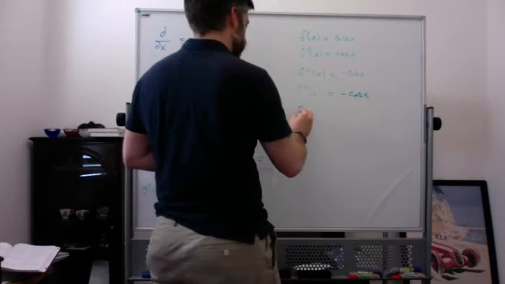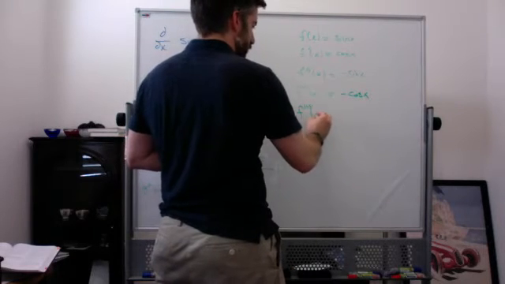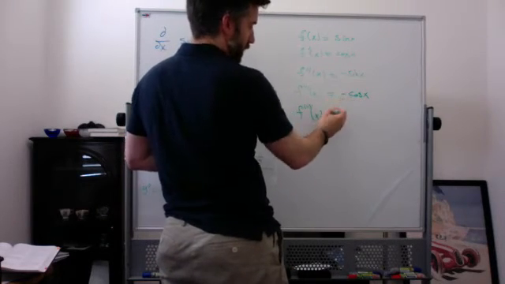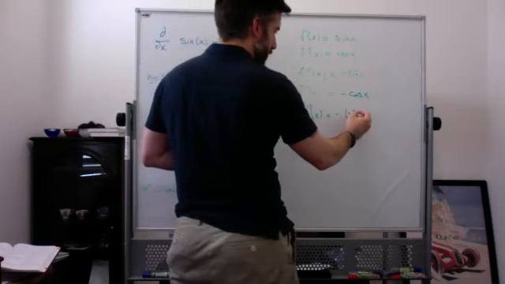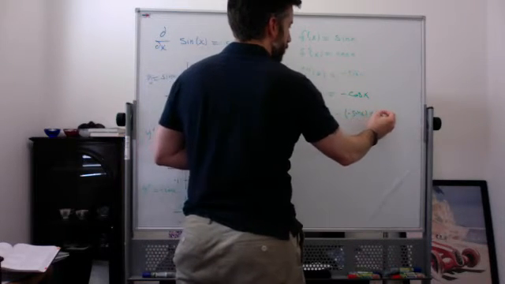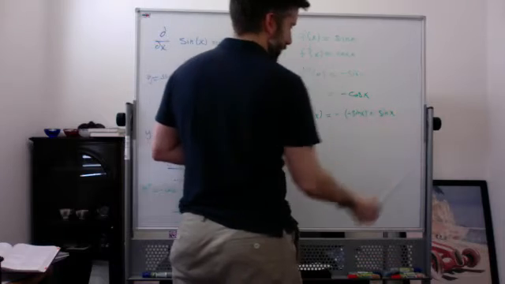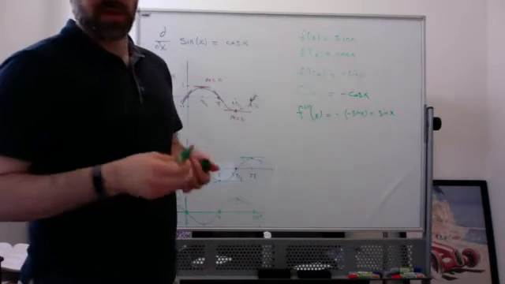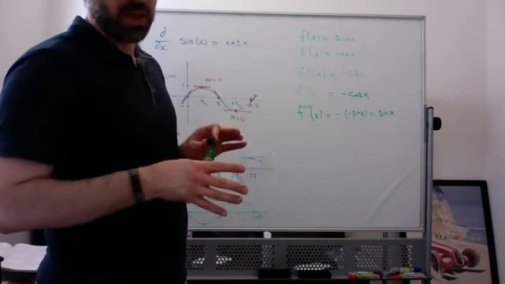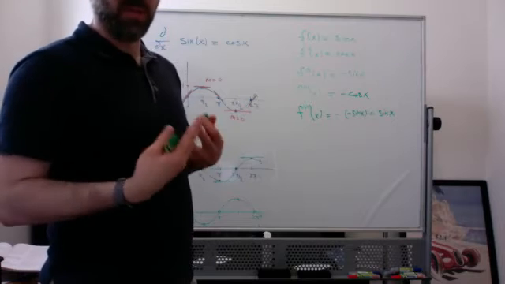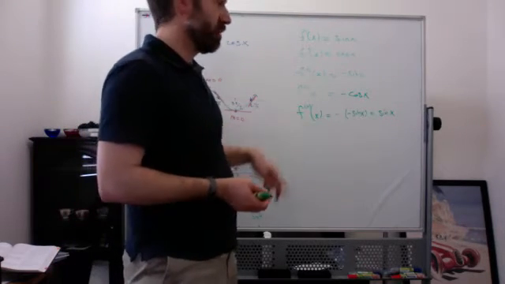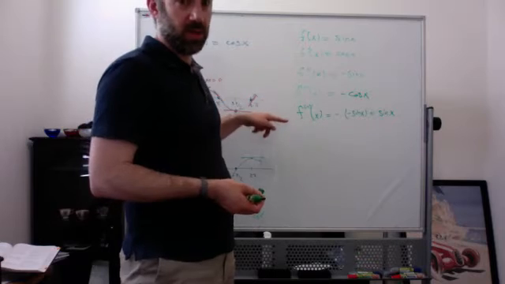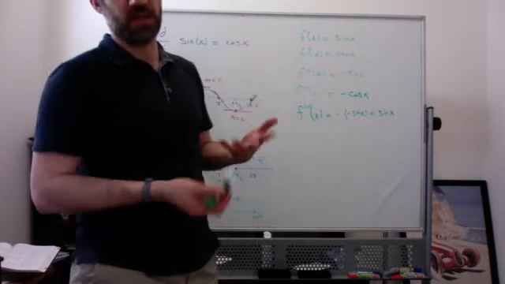And finally, the fourth derivative, well, the derivative of negative cosine is negative times the derivative of cosine, which is negative sine, which is just sine of x. So for any sine or cosine, if you do 4 derivatives, you get back to where you start. The fourth derivative of sine is sine. The fourth derivative of cosine is cosine. The fourth derivative of negative sine is negative sine.